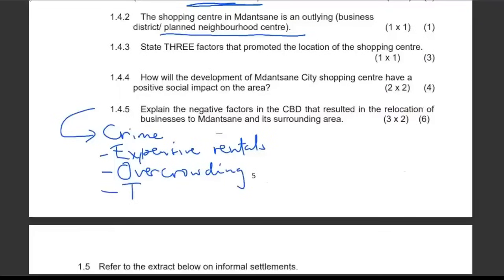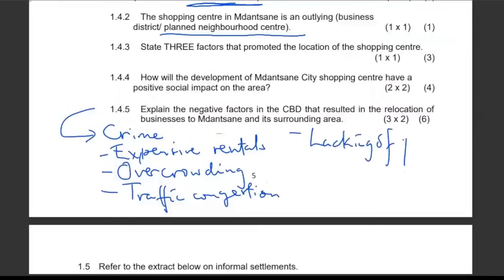And also we talk of traffic congestion. Traveling in the CBD is not convenient because of traffic congestion. Mainly during the peak hours, it takes a lot of time for one to travel from one point to the other, and that inconveniences you when you are doing business in the CBD. And also lack of parking space. Most of the businesses do not have parking space. As a result, they lose customers for that reason.